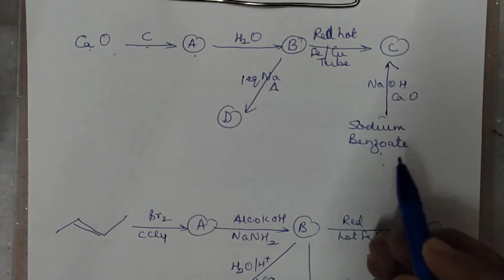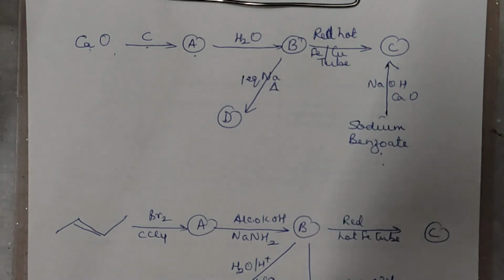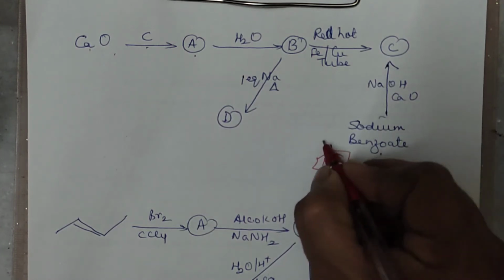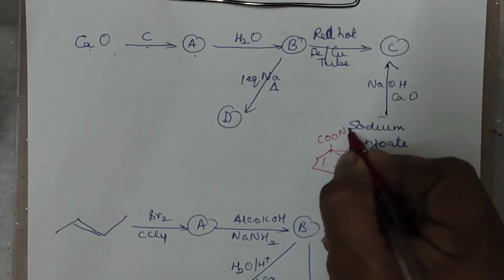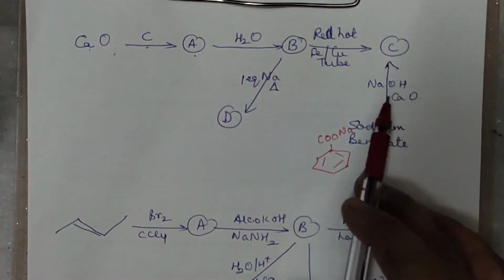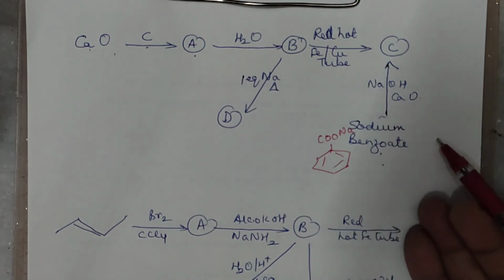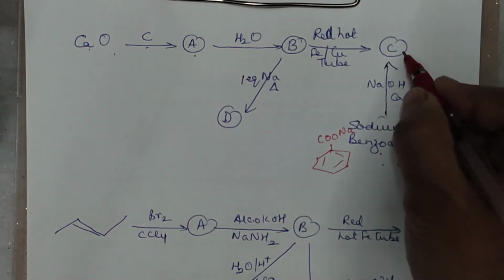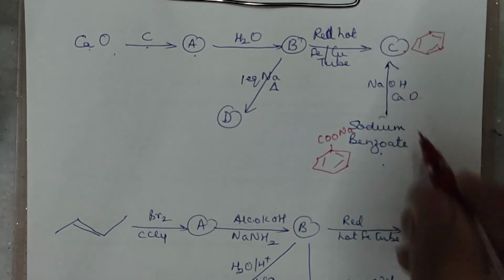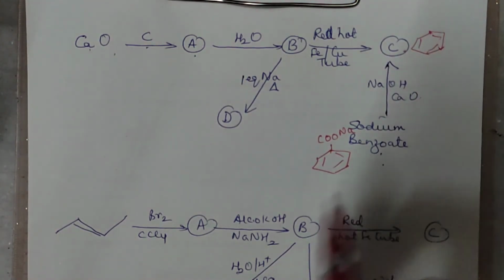Sodium benzoate. What is sodium benzoate? Sodium benzoate is C6H5COONa. Sodium benzoate, when you carry out the reaction with soda lime, decarboxylation will occur. That means this product we found. So somewhere there will be a starting point, and from there you have to begin. So you got this benzene.